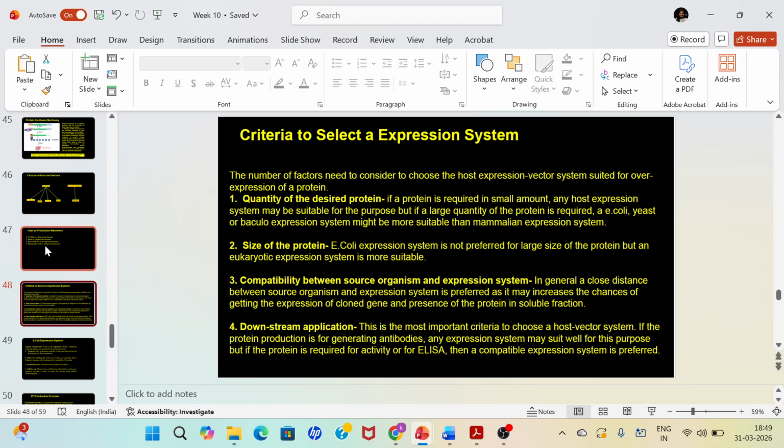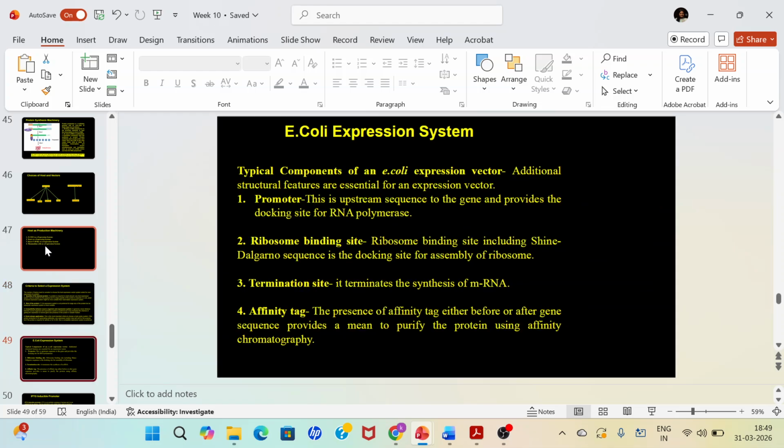Then the downstream application, because this is one of the most important criteria: what you want to do with your protein. Protein production can be for generation of antibodies, for which any expression system may suit well. But if the protein is required for activity or for ELISA, then a compatible expression system is preferred. Otherwise you won't be able to see the activity. So there are many criteria depending upon which you should select your expression system.